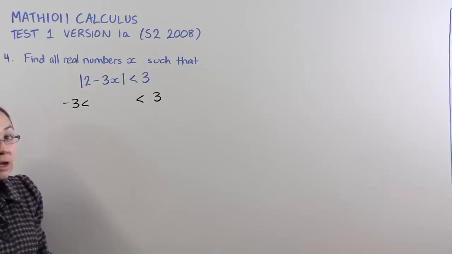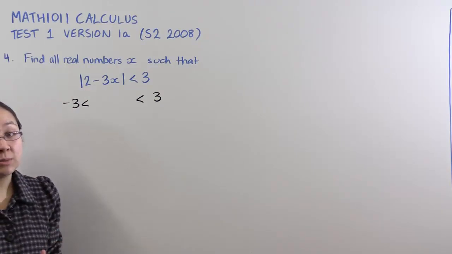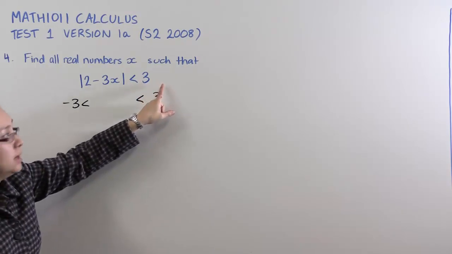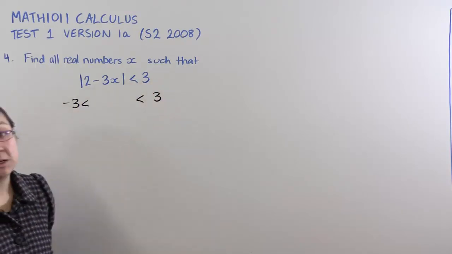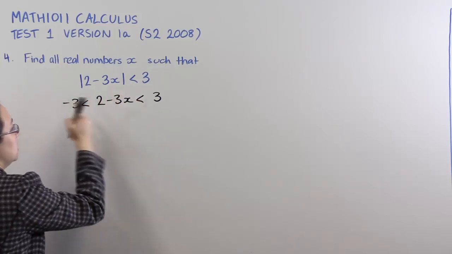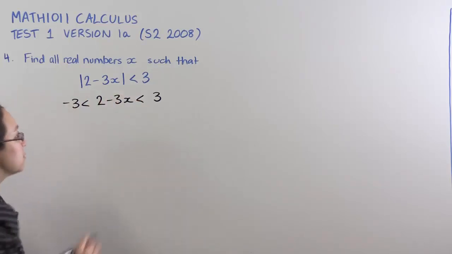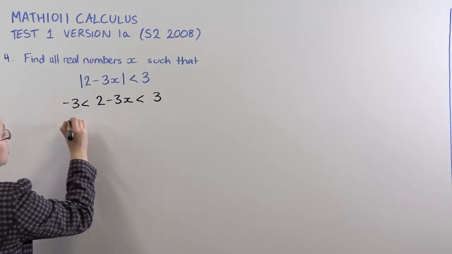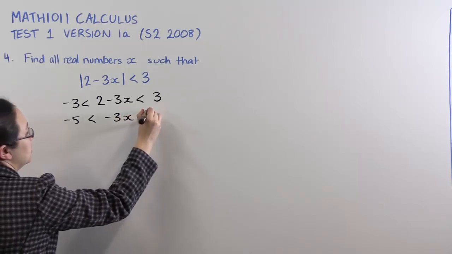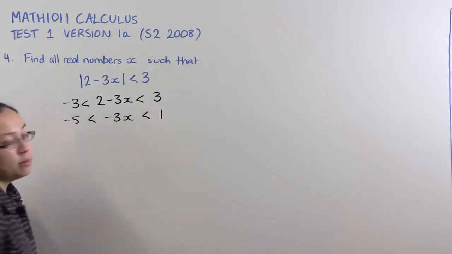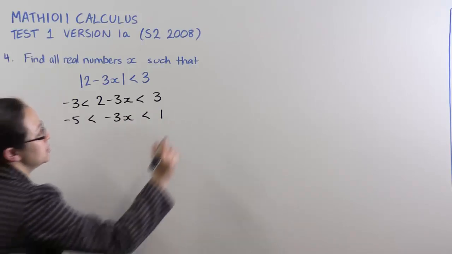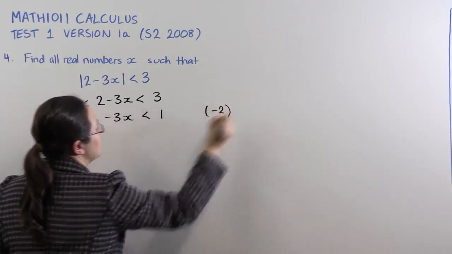If you want to take the absolute value of a number, it's going to end up being positive. If you want that positive number to be less than 3, then originally it had to be wedged between minus 3 and 3. So 2 minus 3x is wedged between minus 3 and 3. If we subtract 2 from every side, then we're going to get minus 3x is between minus 5 and 1. What we've done there is subtract 2.